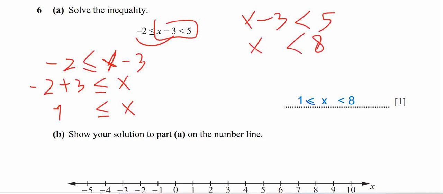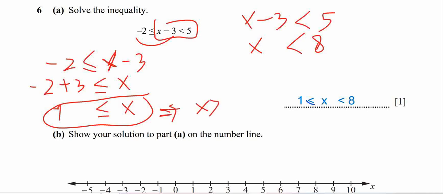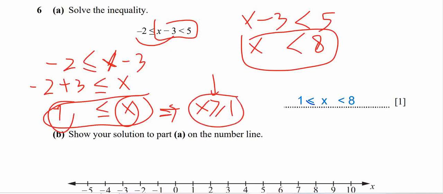Now we combine these two. x is greater than 1, so this one we can write as x greater than or equal to 1. So we can flip this left and right and flip the sign. And x is smaller than 8. So we just combine the answer like this. X is greater than or equal to 1 and X is smaller than 8.